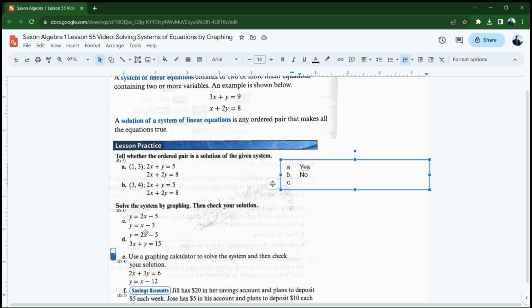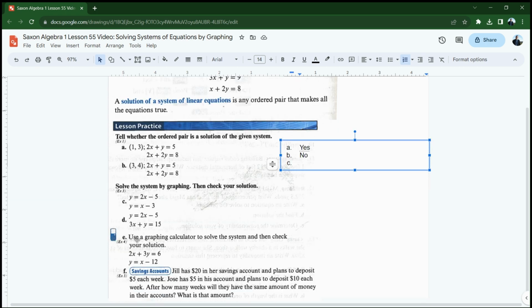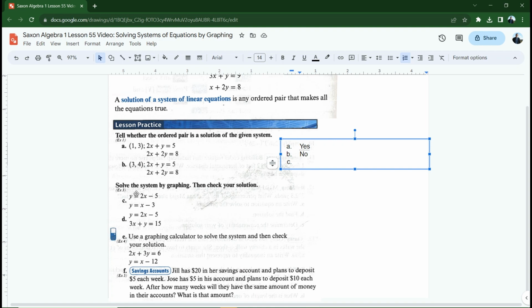For letter E, because there's a little picture of a graphing calculator here, you'd be allowed to use a graphing calculator for that one, but not for C and D. Anytime there's that little picture of a graphing calculator, it says use a graphing calculator to solve. It's okay for you to use GeoGebra or a graphing calculator to solve that problem. Let's take a look at some of these.